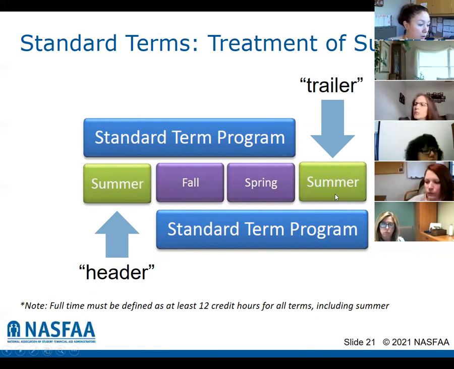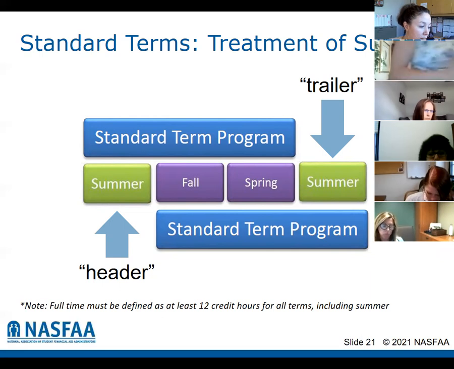Is having summer in the equation where BBAY comes into play? Not necessarily. Is anybody a BBAY school? Borrower-based academic year? Yes, Hannah is. Yes, Jasper is. We have a couple borrower-based schools. That's exciting. Okay. So I'm mostly talking about standard academic years.